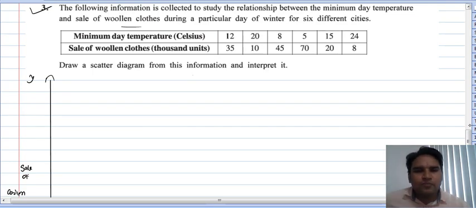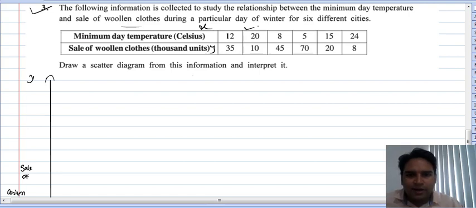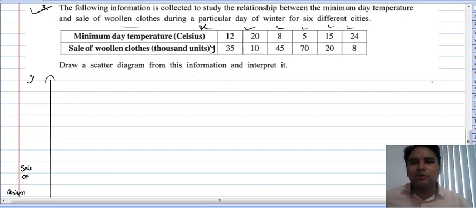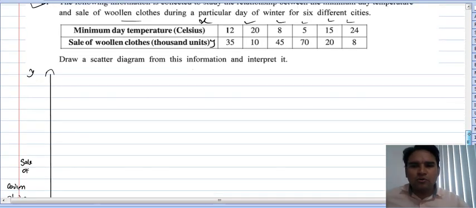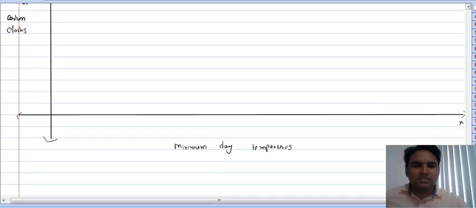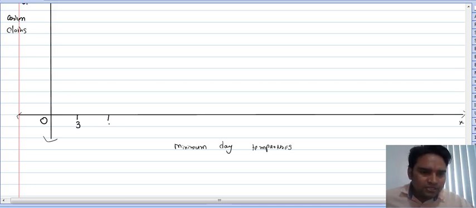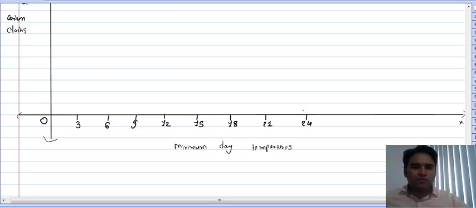Now you can see the data is given here. This is our x and this is our y: 12, 20, 8, 5, 15 and 24. You can see the minimum value is 5 and the maximum value is 24. So I think I would take the scale of 3. 1 centimeter is equal to 3. So this is 3, this is 6, 9, 12, 15, this is 18, 21 and 24, right?